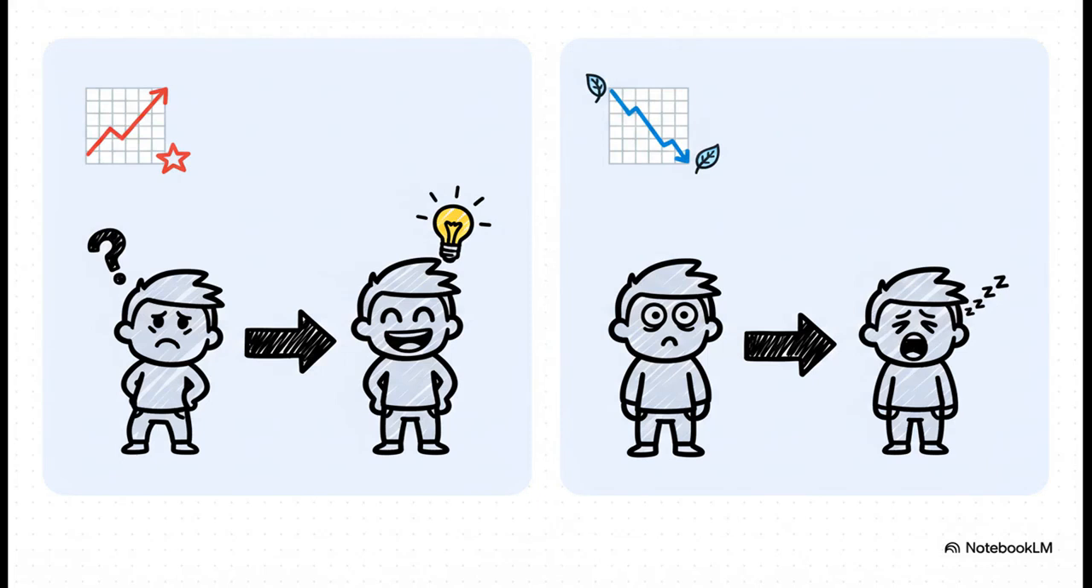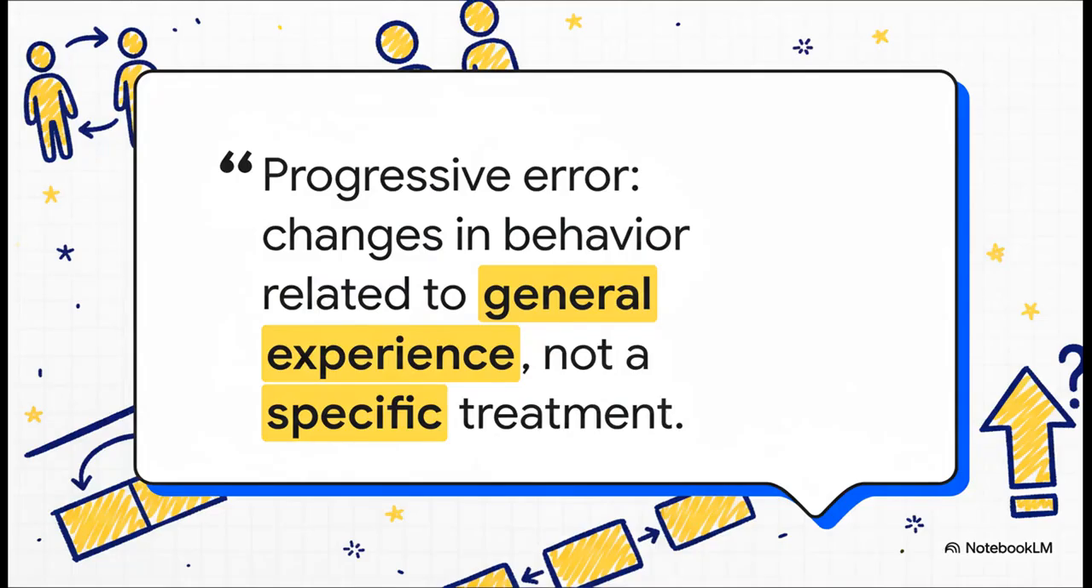And our villain here has two favorite ways to attack. On one side of the coin, you've got the practice effect. This is when people get better at something just because they've already done it once. They learn the ropes. On the flip side, you've got the fatigue effect. This is when people get worse because they're getting tired or bored, or their focus just starts to drift. Researchers lump these together and call them progressive errors.